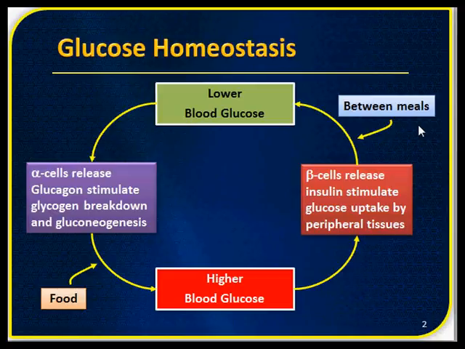Whenever there is low blood glucose, glucagon comes into the picture. Whenever there is higher blood glucose, insulin comes into the picture. Glucagon produces input of more glucose into the system. Insulin removes the glucose from the system into the tissues. So this is glucose homeostasis.